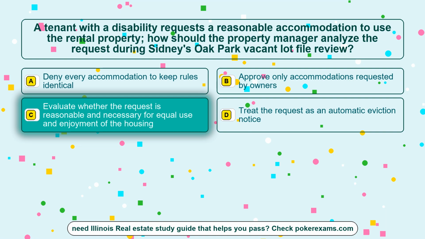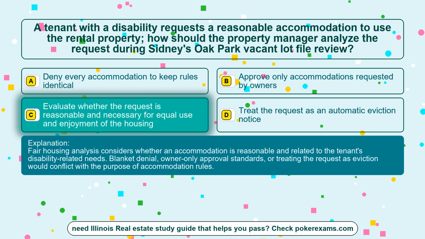The correct answer is option C. Evaluate whether the request is reasonable and necessary for equal use and enjoyment of the housing. Fair housing analysis considers whether an accommodation is reasonable and related to the tenant's disability-related needs. Blanket denial, owner-only approval standards, or treating the request as eviction would conflict with the purpose of accommodation rules.